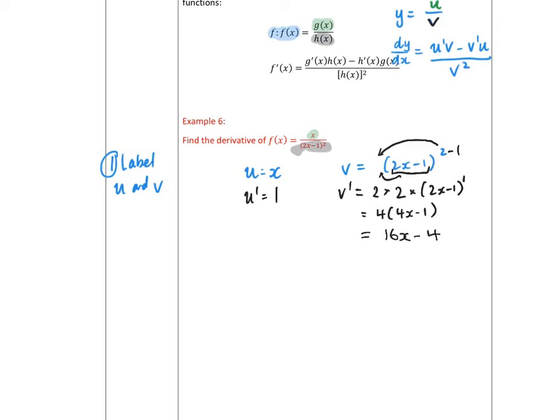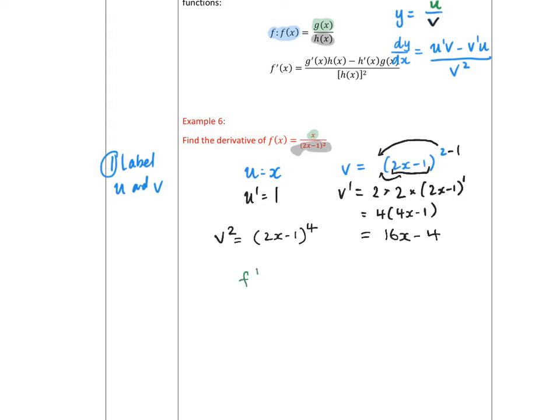Now with the product rule here, we might choose just to stop here with all our labels, but we know that our formula also calls for a v squared, or a denominator squared, so it might be worth me also saying v squared equals (2x minus 1) squared all squared. That's just going to be 2x minus 1 to the power of 4.